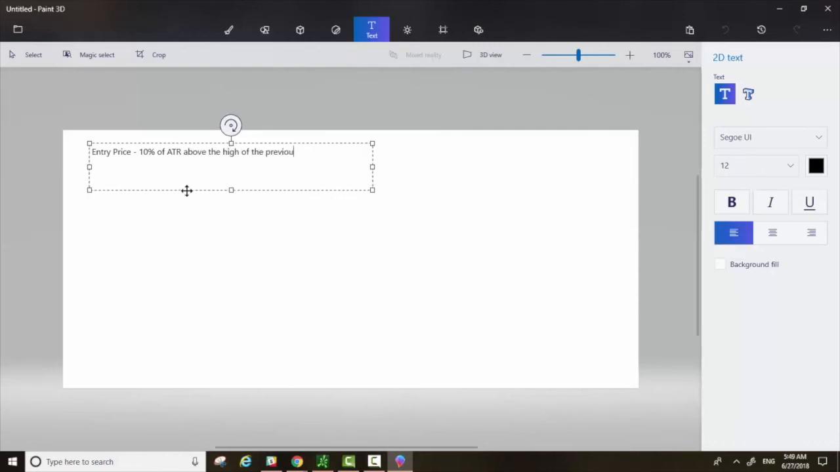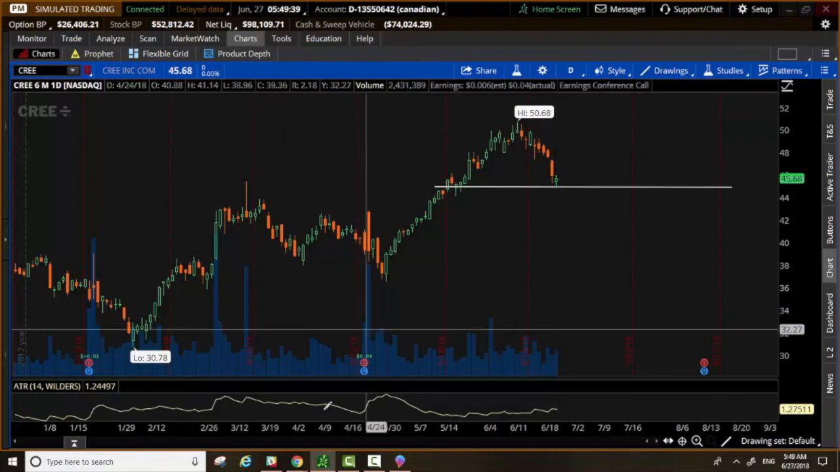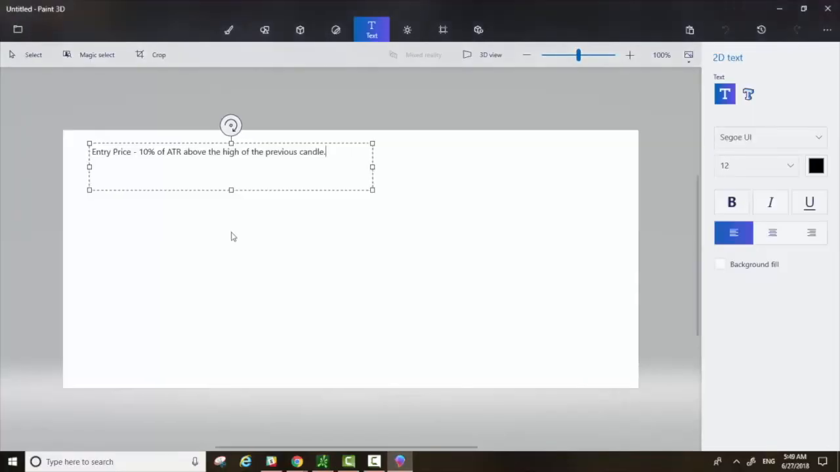Okay, previous candle. Okay. So basically, if we go back to this Cree chart here, and we look at this indecision here, this doji type candle, we look at the high of the day. High of the day was 45.99. Okay, so this thing actually moves quite a bit. So 45.99. So then we go back to our little thing here, and we do a little bit of quick, easy math.